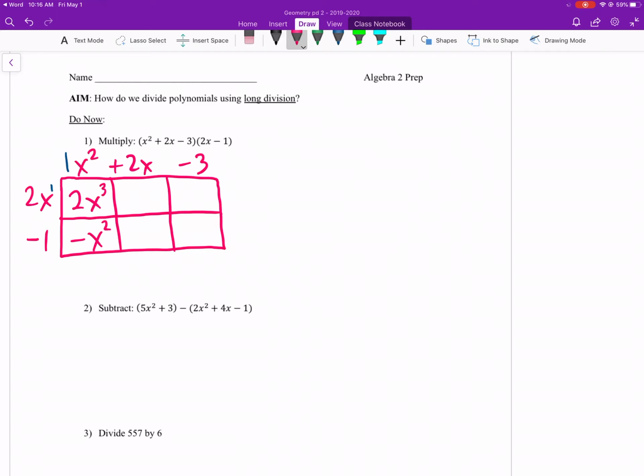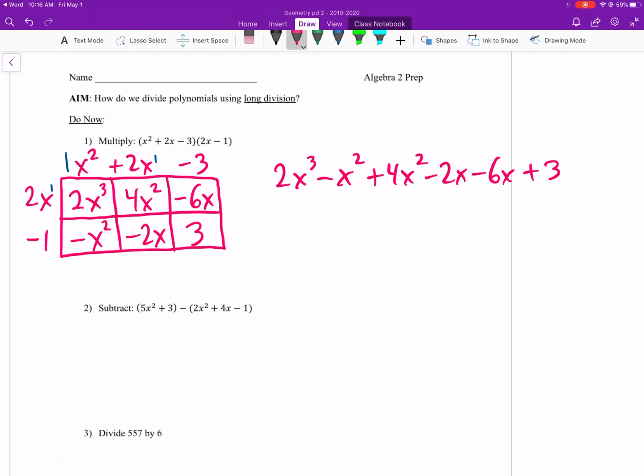Now we have 2x, the top middle here, 2x times 2x, which would be 4x squared. 2x times negative 1 is negative 2x. Negative 3 times 2x, negative 6x. And negative 3 times negative 1, once again, just changes the sign, so that negative 3 becomes positive 3. All right, I'm going to write them out. We have 2x cubed minus x squared plus 4x squared minus 2x minus 6x plus 3.